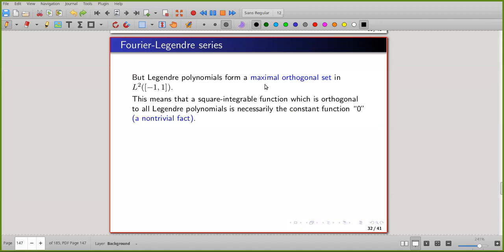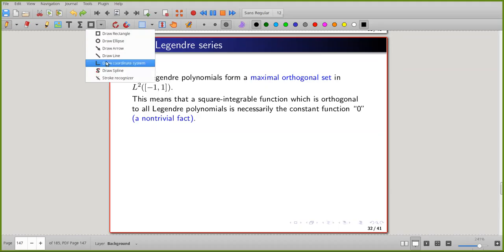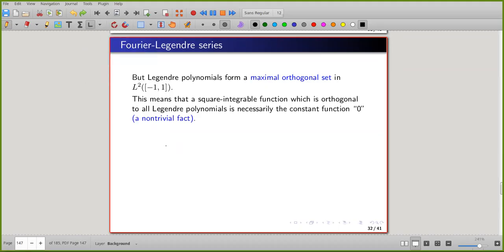So what do I mean by that? This means that a square integrable function which is orthogonal to all Legendre polynomials is necessarily the constant function 0, a non-trivial fact. Right. So this statement has to be taken with care, because let's take a function.